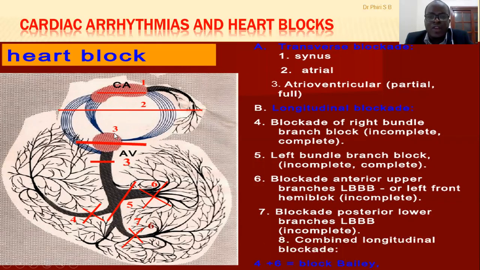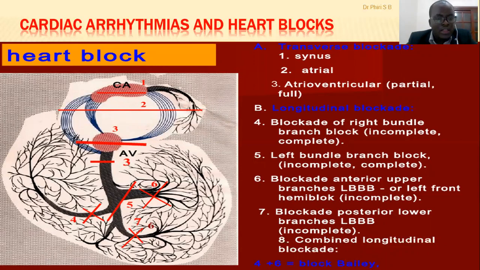Then you can have atrioventricular blockade, which could be a partial or a complete blockade. So these are different types of AV blocks. These are called transverse. Then you can have longitudinal blockade, so you are blocking the conductive system in a longitudinal plane. So these are called longitudinal as opposed to transverse.